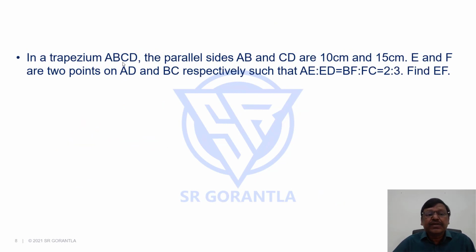In a trapezium ABCD, the parallel sides AB and CD are 10 centimeters and 15 centimeters. E and F are 2 points on AD and BC respectively, such that AE is to ED equals BF is to FC equals 2:3. Find EF. Let's draw the diagram.